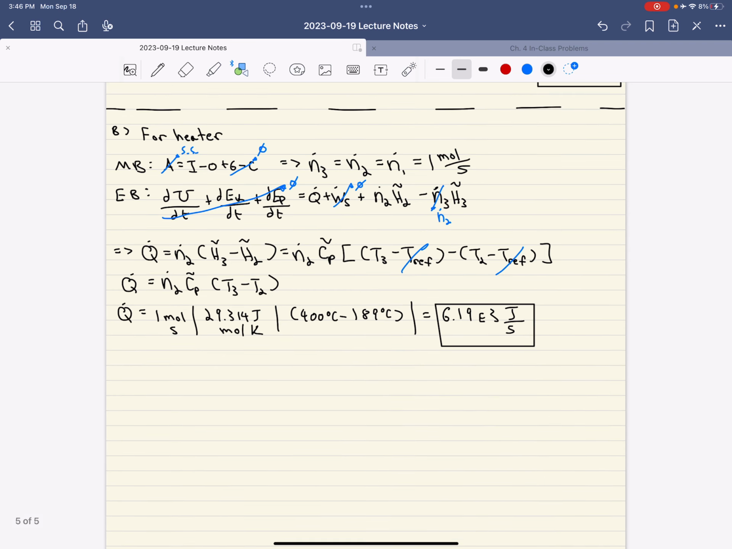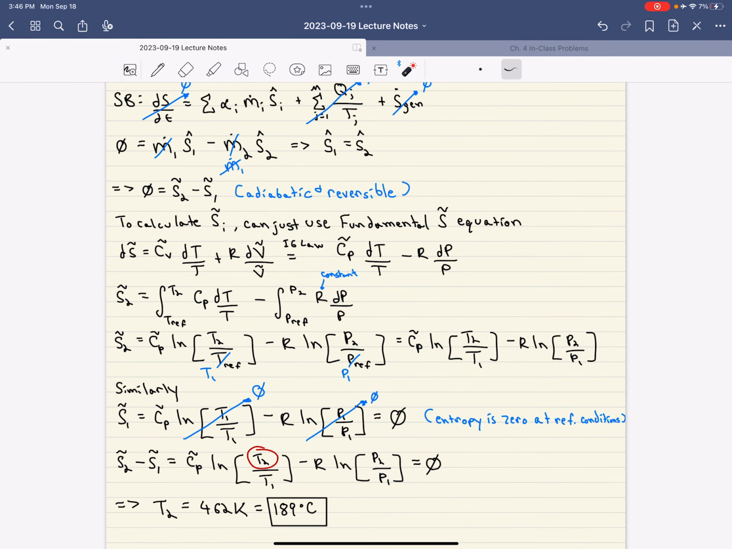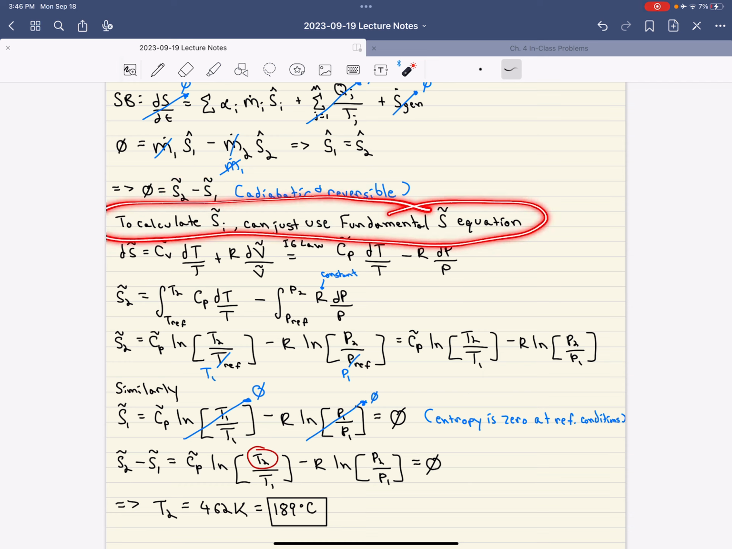And so this problem was a demonstration of how to use the open system energy balance in order to solve a basic thermodynamics problem. And really the key thing that I want to point out here is that in order to get the entropies, the molar entropies of the streams going in and out, this is where we turn to the fundamental entropy equation.